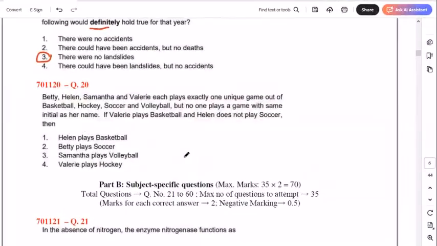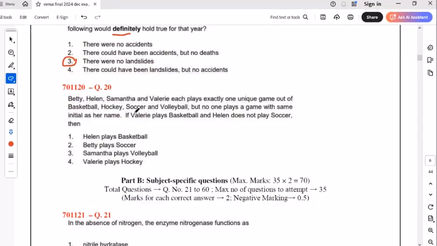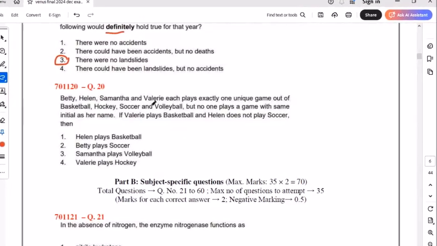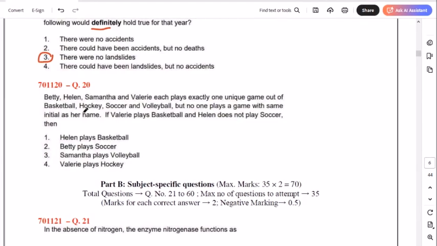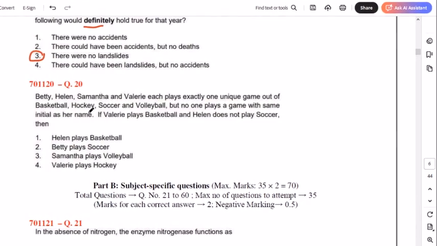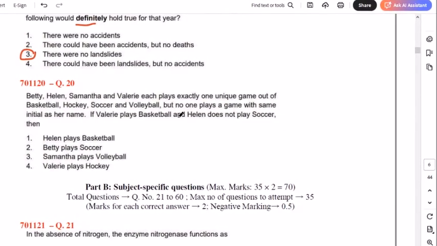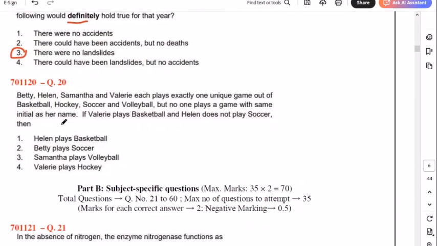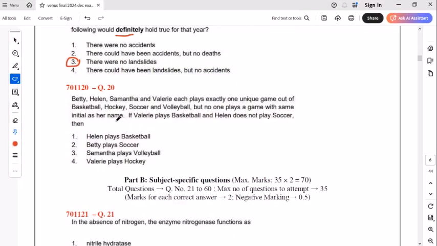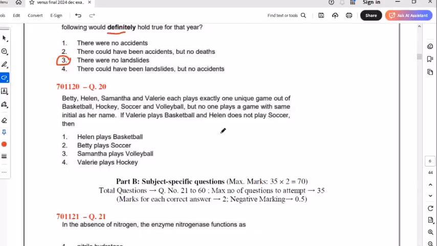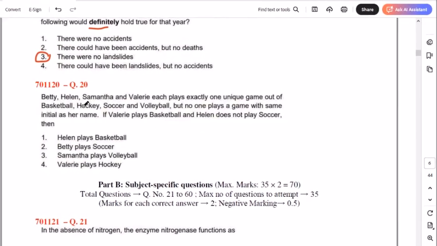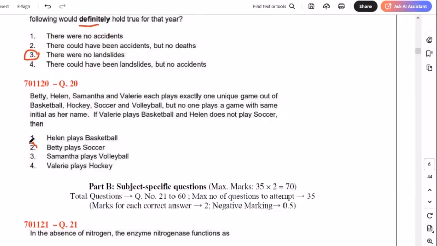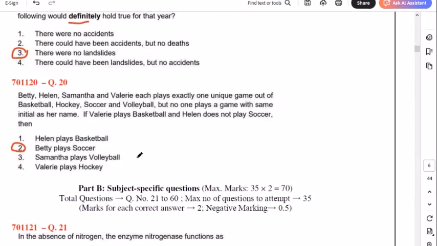Next, question number 20. Betty, Helen, Samantha and Valerie each plays exactly one unique game out of basketball, hockey, soccer and volleyball, but no one plays a game with same initial as her name. If Valerie plays basketball and Helen does not play soccer, then what happens? It is going to be option number 2, that is Betty plays soccer. Option number 2 is correct option, friends.